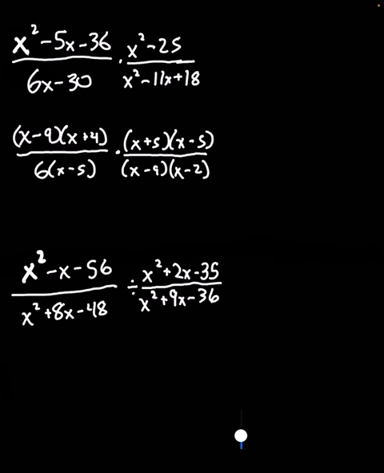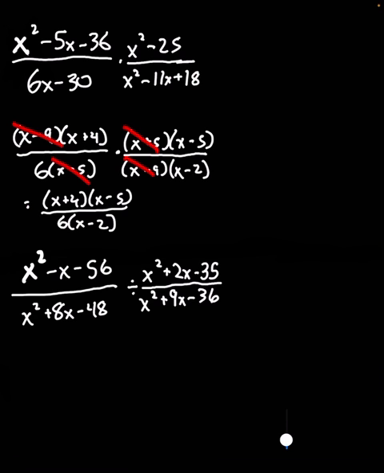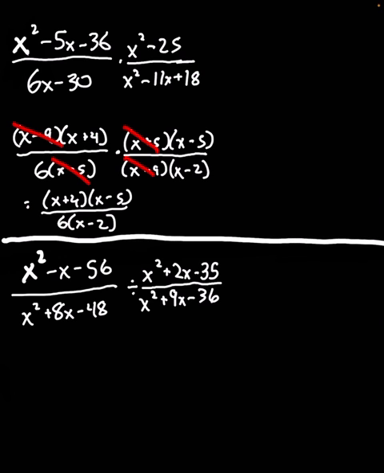Now we need to go through and simplify everything. So let's go through here. First, the x minus 9, that's going to cancel. And also the x minus 5s are going to cancel. So now what we're left with is x plus 4 times x plus 5 over 6 times x minus 2. You can simplify that more through factoring, but that's our result.